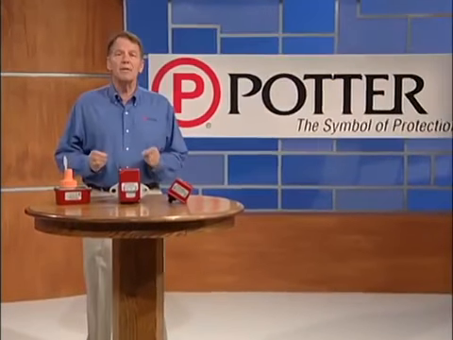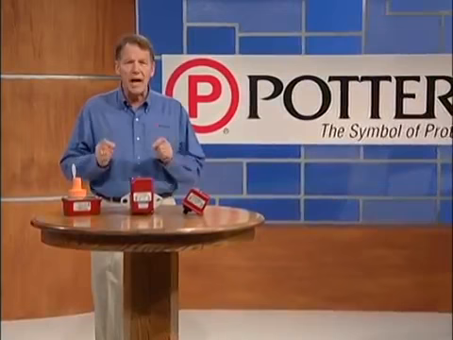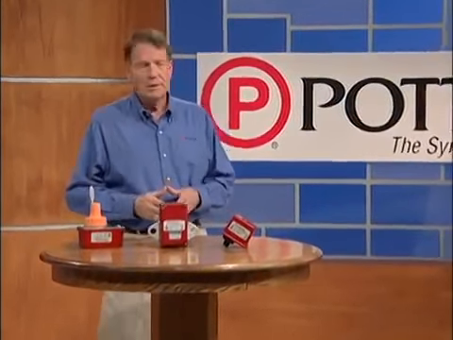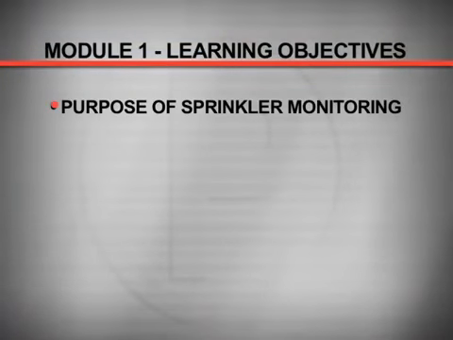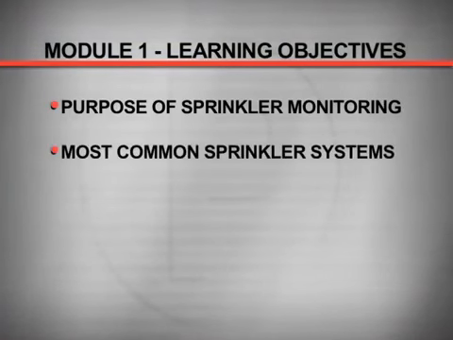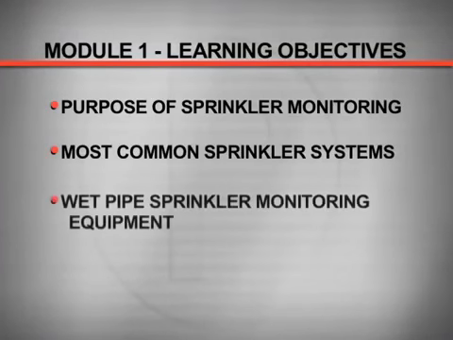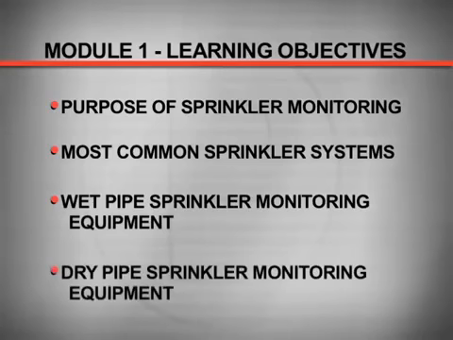Fortunately, many sprinkler systems are never needed. But when a fire does occur, the sprinkler system must operate perfectly, where the result would be loss of life or property. In this module, we'll be reviewing the purpose of sprinkler monitoring, the most common types of sprinkler systems, the types of monitoring equipment required in wet pipe systems, and the types of monitoring equipment required in dry pipe systems.